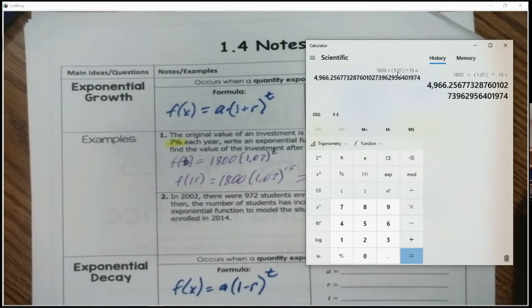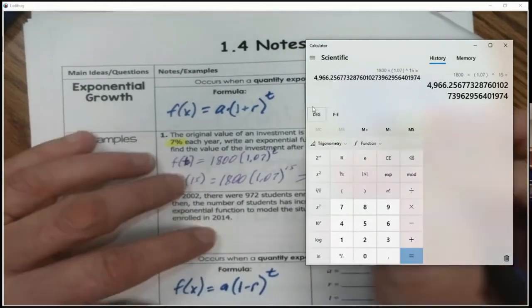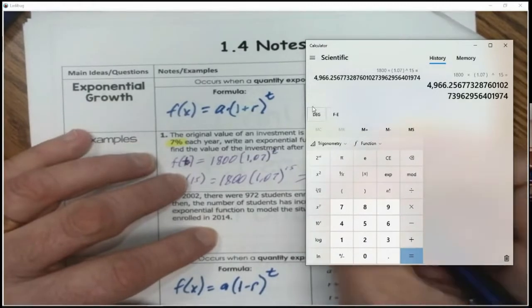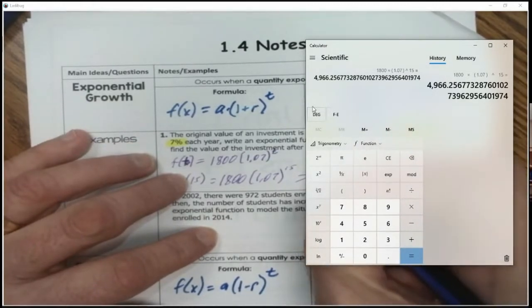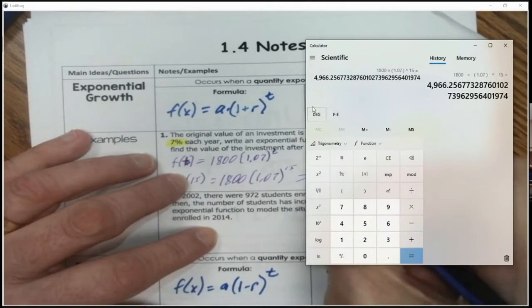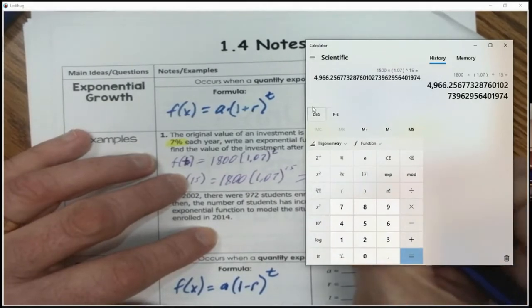So 1800 times 1.07 raised to the power of 15 is 4966. And since we're talking about money, we would round that to the nearest two decimals because it'd be cents, right? 4966.26.